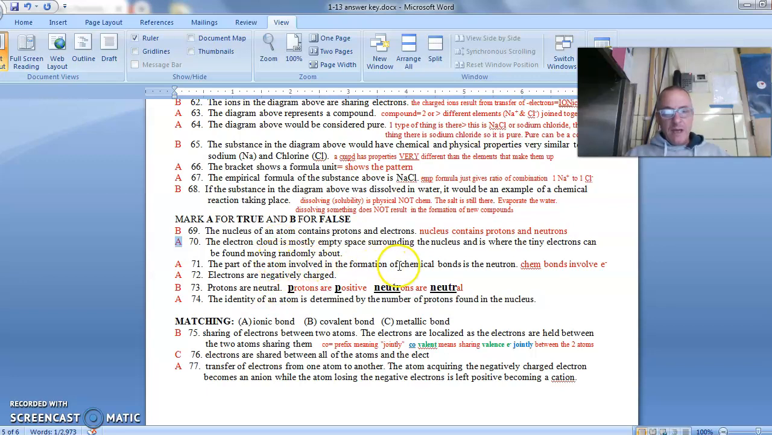The part of the atom involved in forming chemical bonds is the neutrons. No, chemical reactions involve the electrons. When a chemical reaction happens, two atoms might share electrons. That's a covalent bond. They might transfer electrons. That is an ionic bond. The third type of bond is where the nuclei from the different atoms allow all the electrons to wander freely about. That's a metallic bond, where the electrons can move from atom to atom as they see fit. The electrons are free to move. They're delocalized. They can move wherever they want. The part of the atom in chemical bonding is the electron.